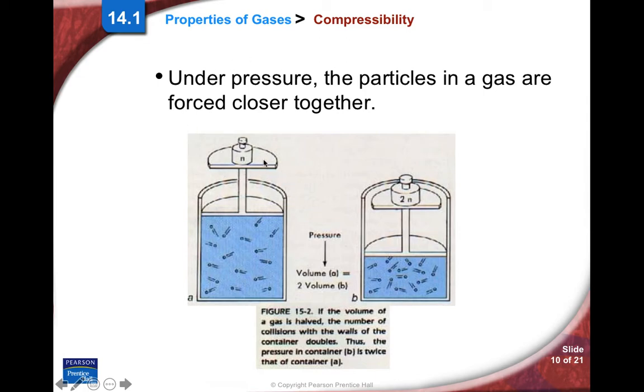You see a lot of these piston things to represent gases and their behavior. Remember, the length of the tail is supposed to tell you something about their speed. This has a single mass of something, and this is twice the mass. So under a greater pressure, more mass for the same area creates greater pressure. If you increase pressure, you decrease volume. That's an inverse relationship. Okay, you can squish gases together.